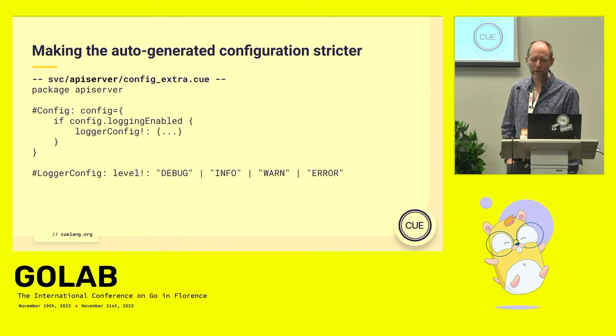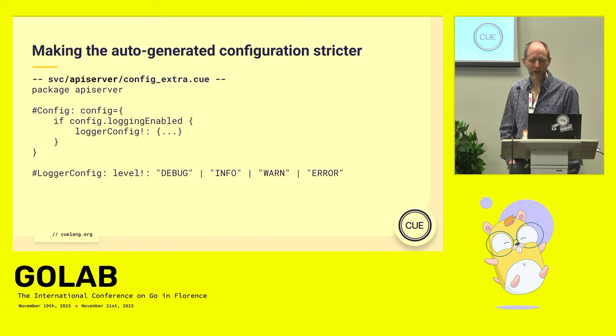We've put an extra definition of config into another file. We've called it config_extra.q. This is the first we've seen of Q's unification capabilities, or merging, or composition capabilities. Instead of erroring out, like Go would, when it sees a duplicate field or definition, Q will unify them, and it will complain loudly if there's any conflict between the two.